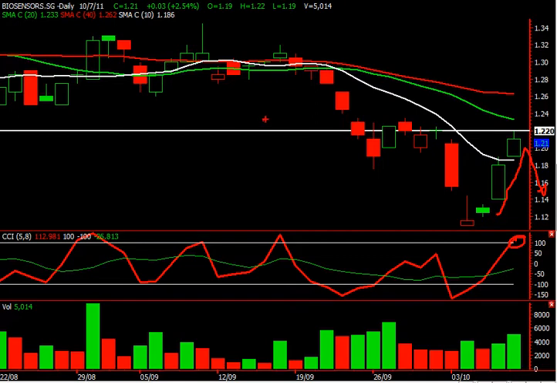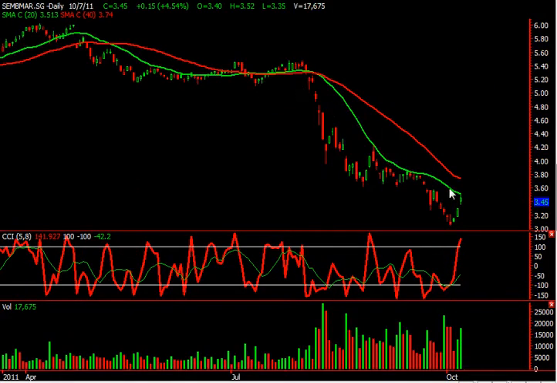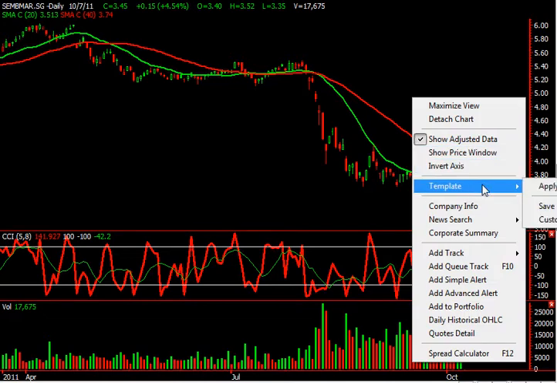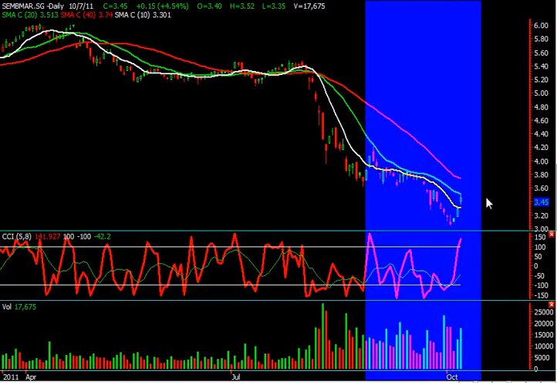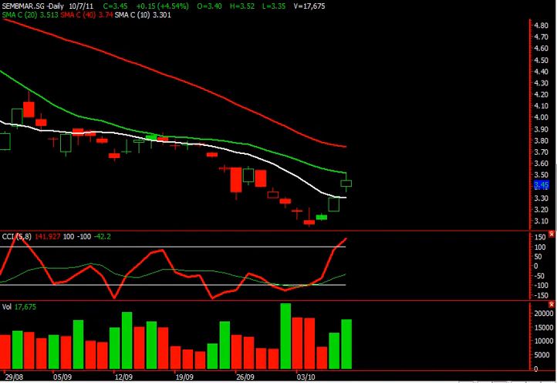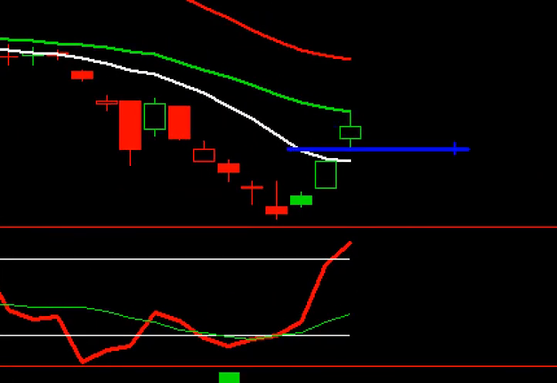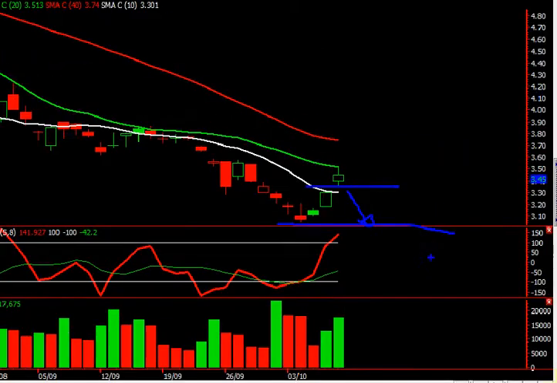Next is Sembawang Marine. Again, 20 and 40 moving average sloping down. We can see from here, the CCI has also rallied to a very high position of more than 100, which gives us a good setup over here. What we want to see from here is that if the price over the next few days drops below this level, we may initiate a short over here. This is what we call a swing trade.